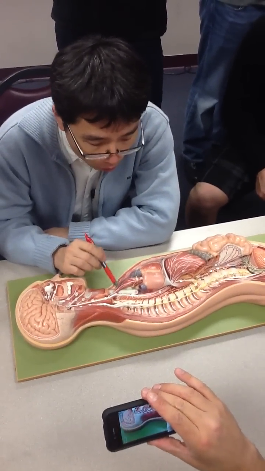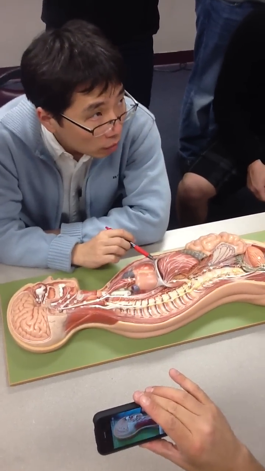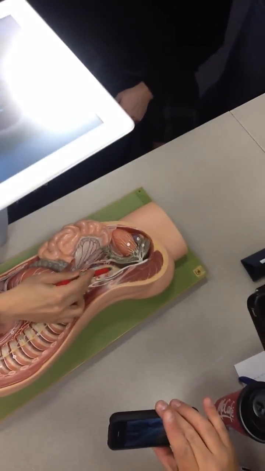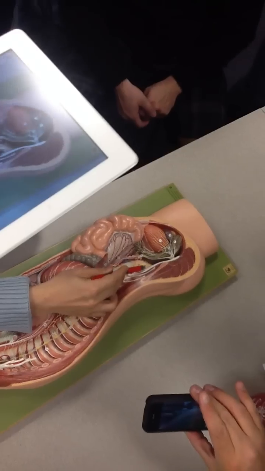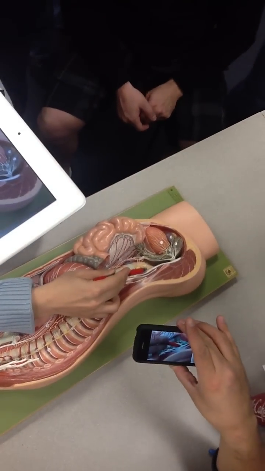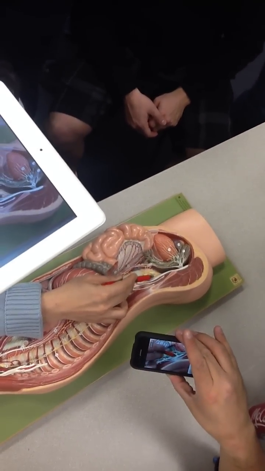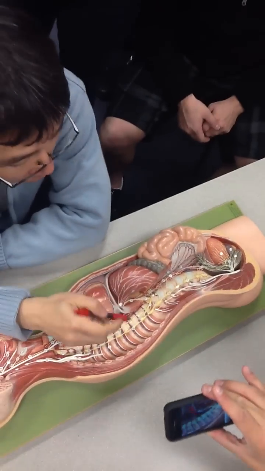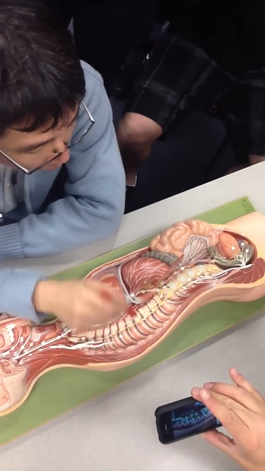Of course, you can see the white rami communicantes and the gray rami communicantes, right? You see this one right here, from the sympathetic chain to the spinal nerve. This one is the gray ramus communicans because it is in the lumbar area, right? Of course, in the thoracic area, we have both white and gray in this area right here.